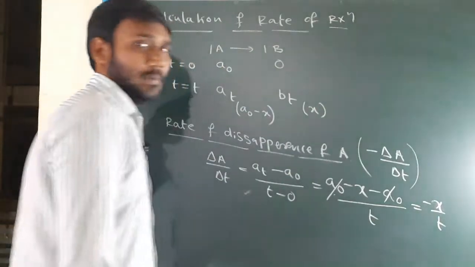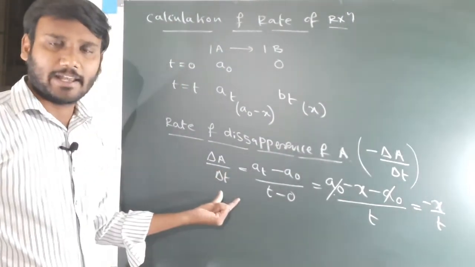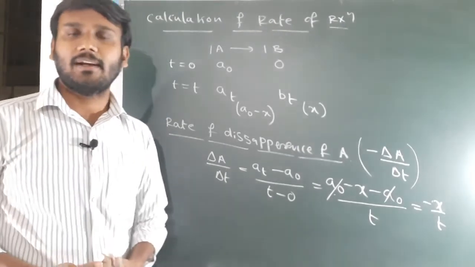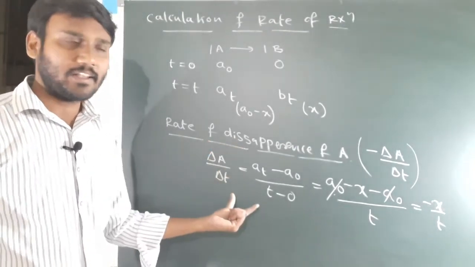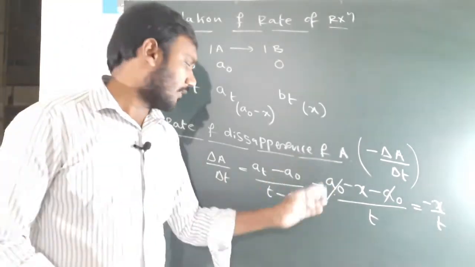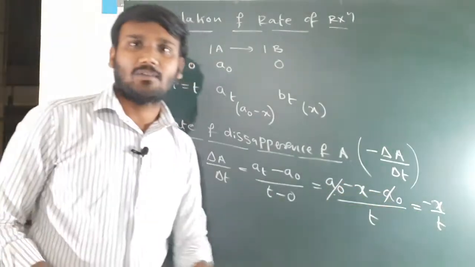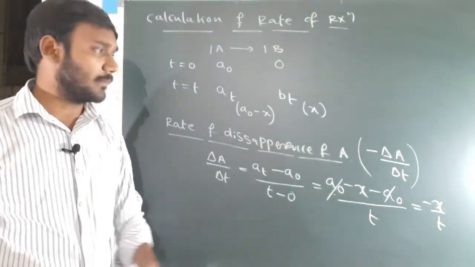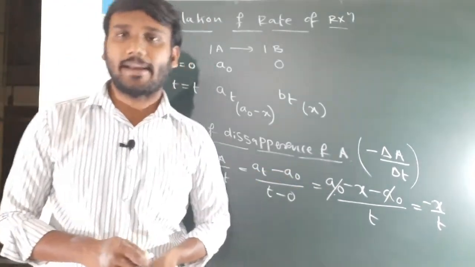What will we get here? Minus x by t. So what is that minus x by t indicating? Delta A by delta t. Delta A by delta t, nothing but what? This is the rate of the reaction. So rate in terms of the reactant, rate of disappearance of A is minus x by t. Minus x by t is the rate. But rate is always positive, never negative.